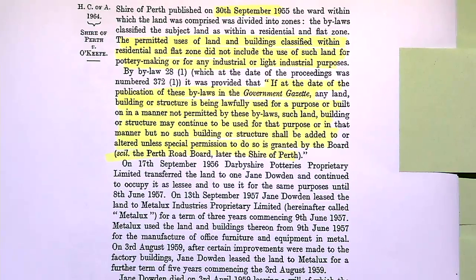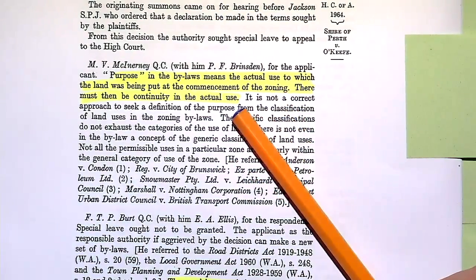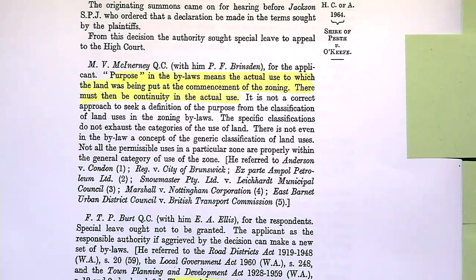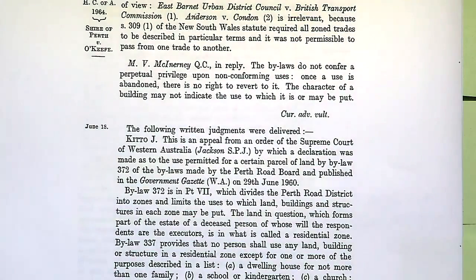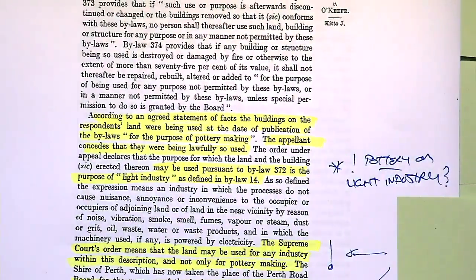So we go through and you'll see here, what are they doing here? It's beautifully clear, isn't it? McInerney, etc., looking at a particular case there. Purpose means the actual use to which the land was put. There then must be continuity in the use, and you'll see some references there, and I'm just going to flip through. Okay.